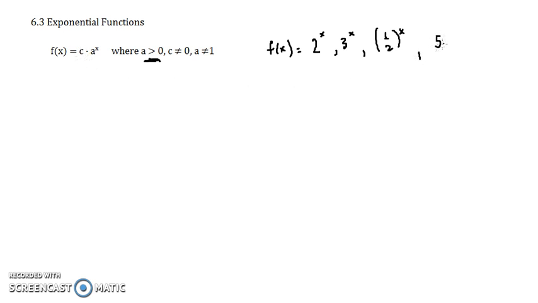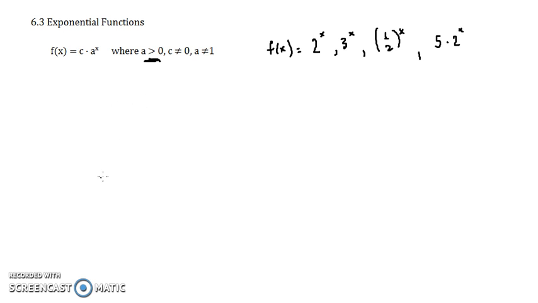But if we did have something like 5 times 2 to the x, remember your exponential rules, these cannot be combined. They either have to have the same base or the same exponent, and these do not. So there's no simpler way to write something like this. It has to stay in that form, which is why our exponential function is written this way.